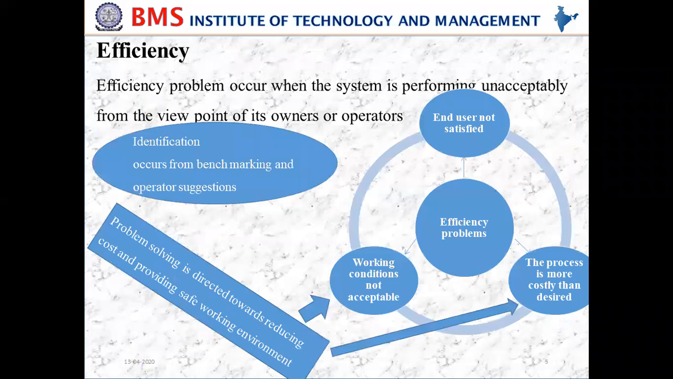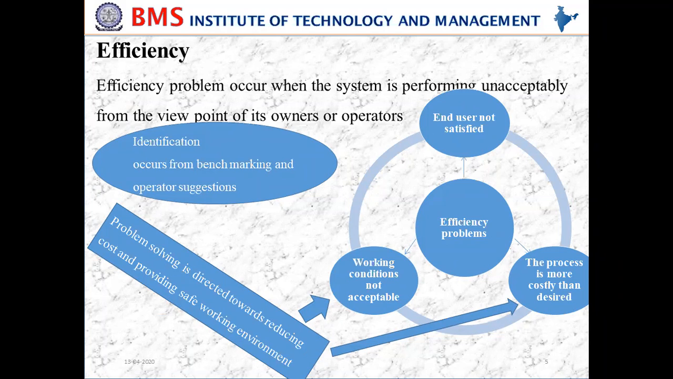Next, efficiency problem. First of all, an efficiency problem occurs when the system is performing unacceptably from the viewpoint of its owners or operators. Efficiency, in the sense that performance is measured in terms of efficiency. If it is not up to the mark, if it is not performing what we are expecting, then we can say that the process or product is not that efficient. That is from the point of view of owners or operators.